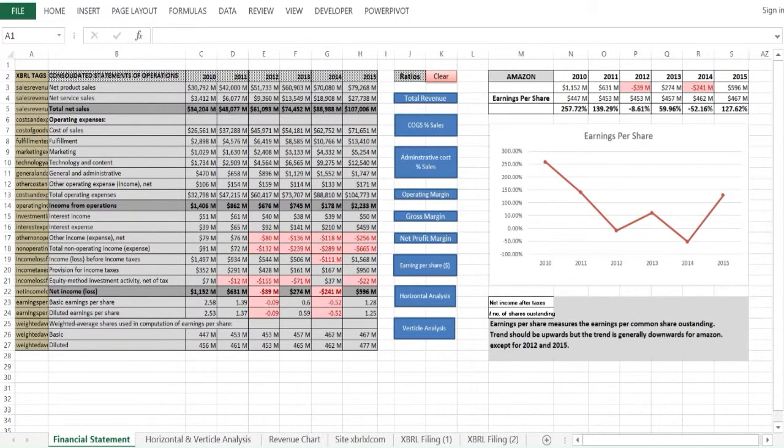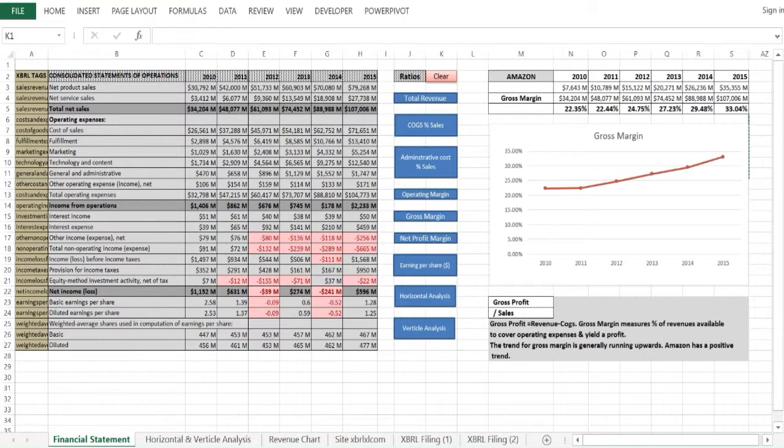Earnings per share measures the earnings per common share outstanding. The trend should be upwards, but the trend is generally downwards for Amazon, as we can see, except for 2012 and 2015.